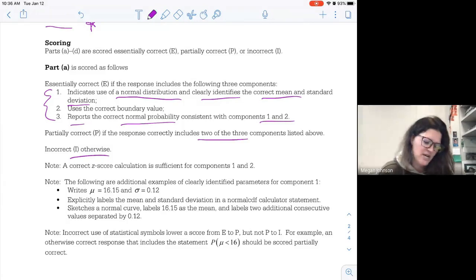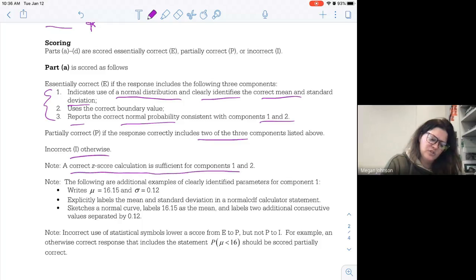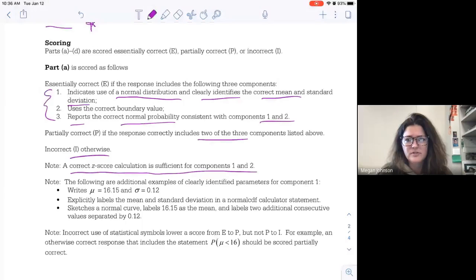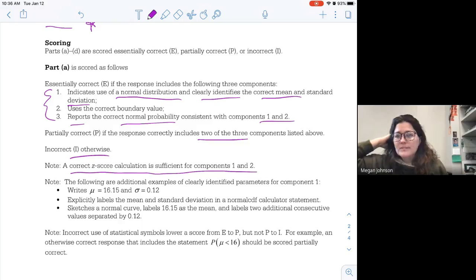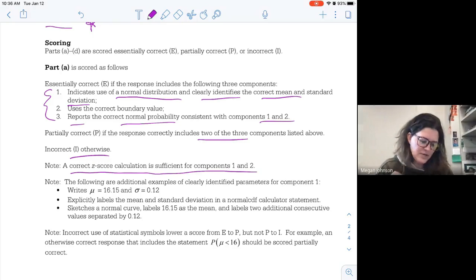Oh, they put a note here. It says, note, a correct z-score calculation is sufficient for components 1 and 2. There are some people who are very bold and never draw pictures. I don't recommend that. You can be bold and just show the z-score and show your calculations that way, but you have to be really clear when you write out your statements. There are a lot of things that are shown in a picture. So I always recommend to my students to draw the picture, but if you did the z-score calculation, you don't technically have to draw the picture. Okay? That's what that note means.